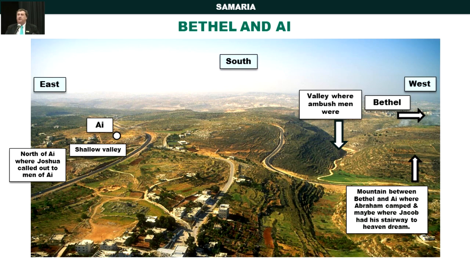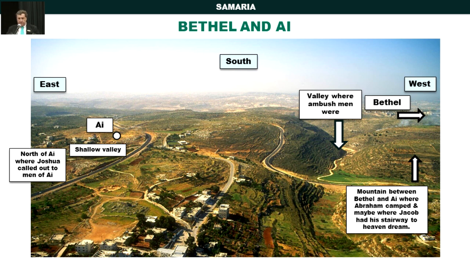Now, here's a great photo to help you to visualise the Battle of Ai that's told in Joshua 8. Joshua sent 5,000 men south around to that deep valley not visible from Ai. North of the city there is a shallow valley and a hill where Joshua would have called out to the men of Ai, who engaged with Joshua, who then fled east, drawing them away from the city. Joshua signalled, the 5,000 men hidden in the valley charged up to Ai and then set it on fire.